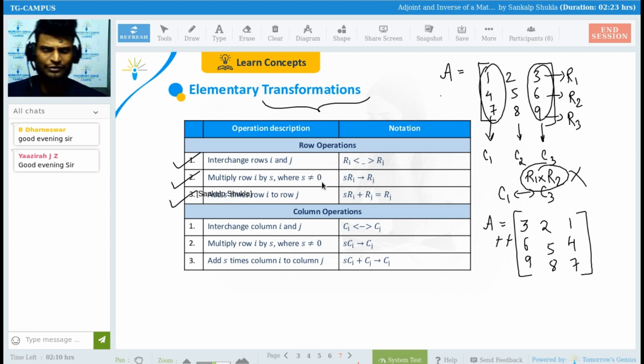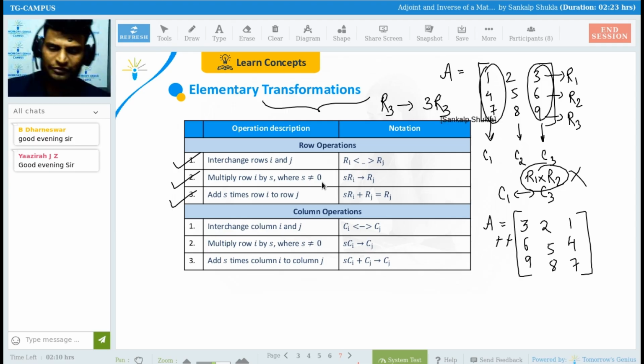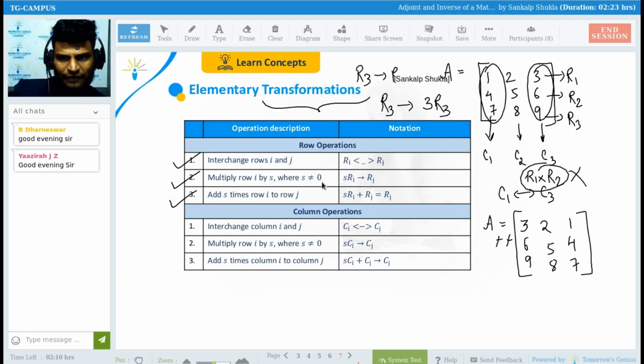Third one is, as I told you, that we can add, we can't multiply. But if I talk about addition and multiplication, we can multiply our entire row with any number. For example, I can do this: R3 is 3 times R3. So this I can do. Why? Because I am multiplying a number to the entire row. So that is acceptable. But I can't do it like this, R3 will be R1 times R3. No, this is not possible.